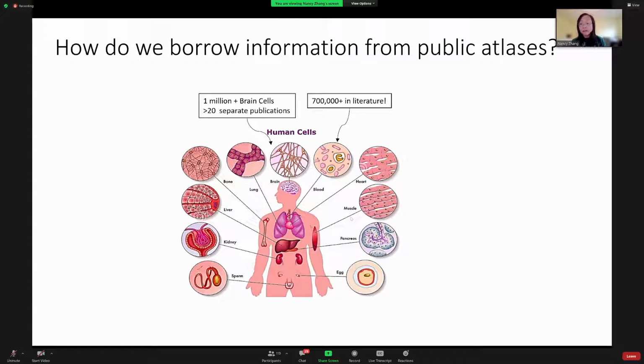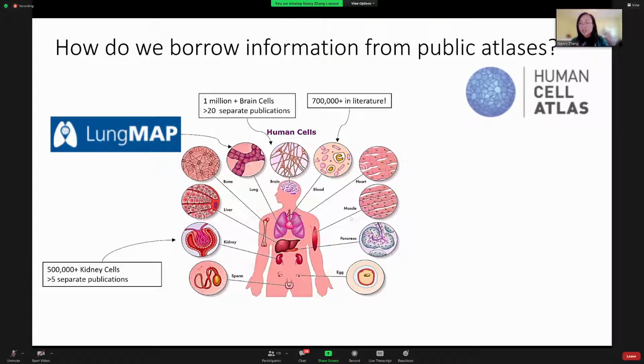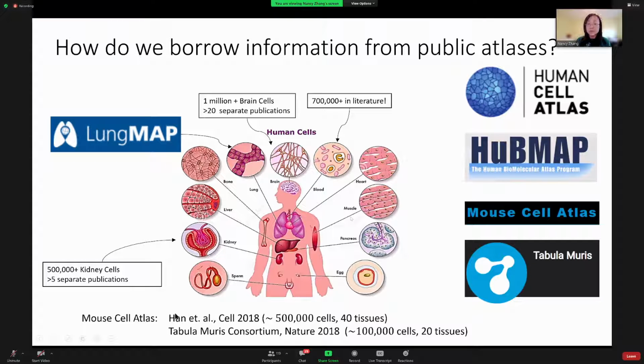For example, for blood, when we last checked, there were about 700,000 blood cells in the literature, probably more. And recently there have been some large publications of kidney and lung, and virtually every single tissue. There are multiple efforts of building human cell atlases, and within a few years there are going to be basically millions of cells in the public domain for every single tissue you are studying. And don't forget about the mouse. There are already 2 complete mouse atlases.